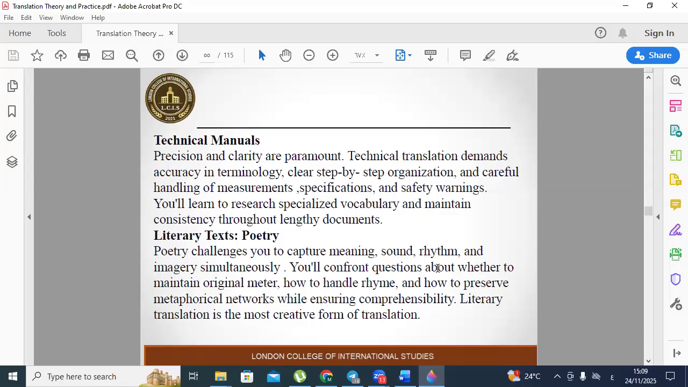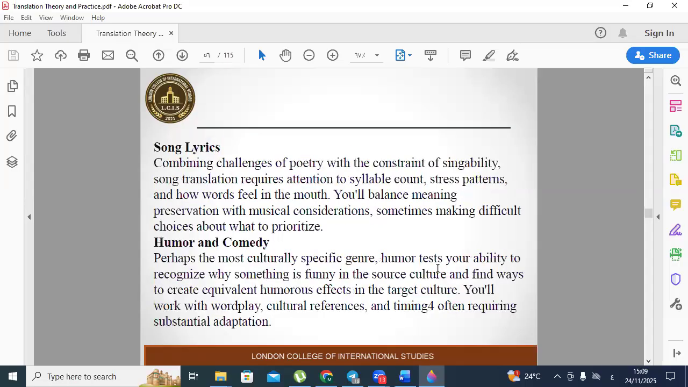Literary texts, poetry. It challenges you to capture meaning, sound, rhythm, and imagery simultaneously. You'll confront questions about whether to maintain original meter, how to handle rhythm, and how to preserve metaphorical networks while ensuring comprehensibility. Literary translation is the most creative form of translation.